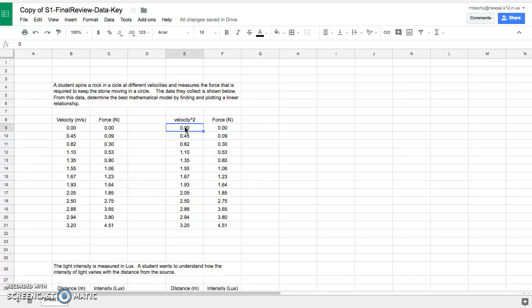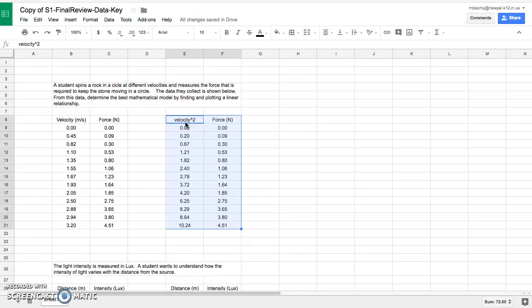And so I'm going to write a formula. First of all, I'm going to clobber these numbers, and I'm going to write a formula. I'm going to say equals what was over here, the velocity, raised to the power of 2. And of course, you could do this with a calculator, but it's a lot faster to write a formula. So what I've done is I've squared all the velocities, and so now I think I'll have a linear relationship.